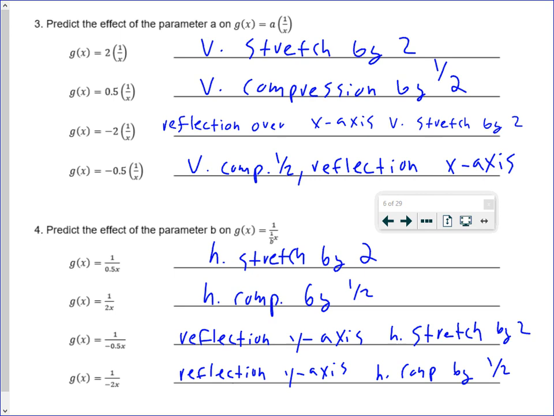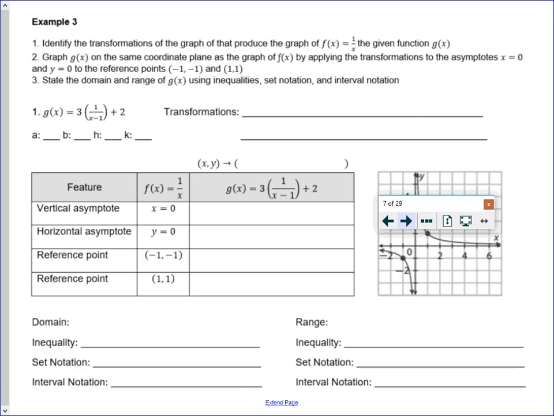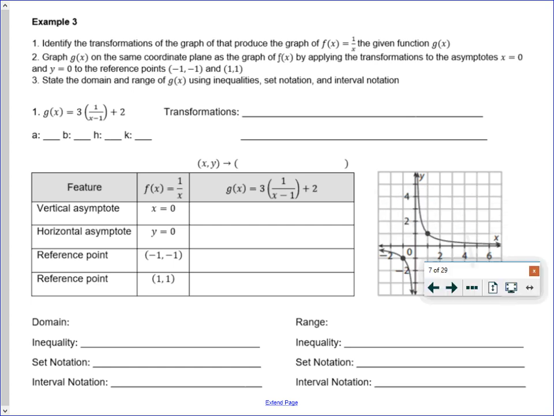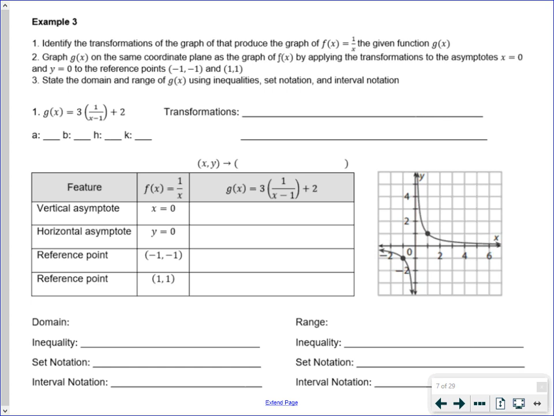So let's keep going. Now we're going to go over an example of how to actually graph a transform function with a g of x. So here, the first thing we're going to do is we're going to figure out what our transformations actually are. Our a value is 3, our b value is 1, our h is 1, and our k is 2. Right? K, h, a, and there's no b value. So it's just going to be 1.